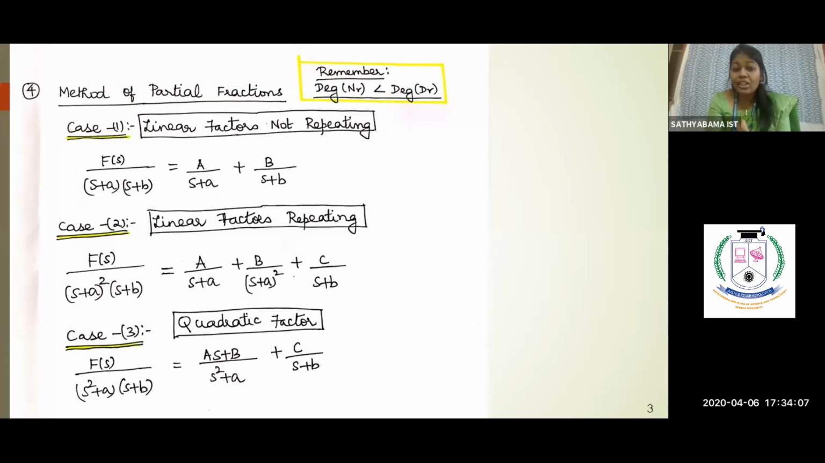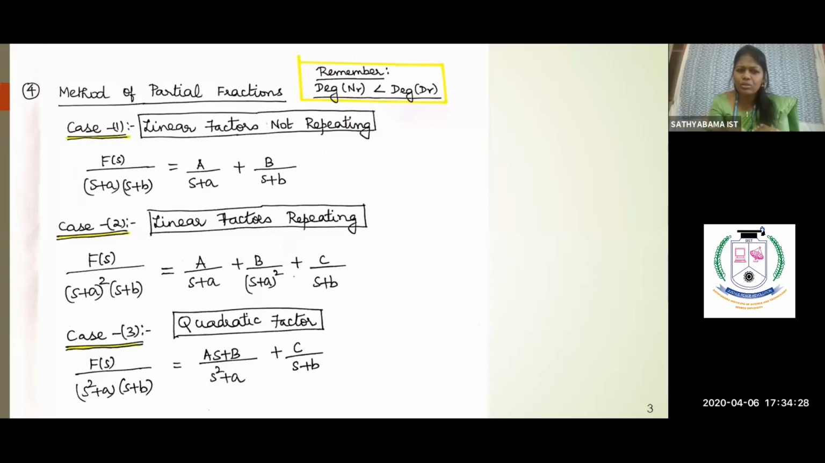Now this is the method of partial fractions. Now when you take inverse Laplace transform, there are two important methods that you need to know. One is the convolution theorem, the other is the method of partial fractions. Now this is the easier one. I'm sure you've all done this in school, so this should be familiar to you.